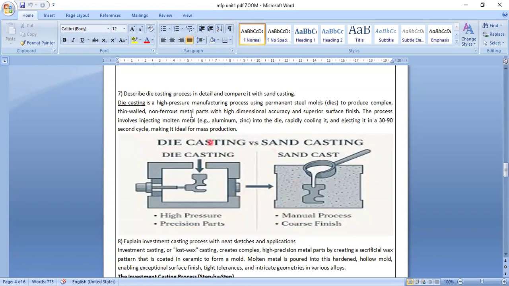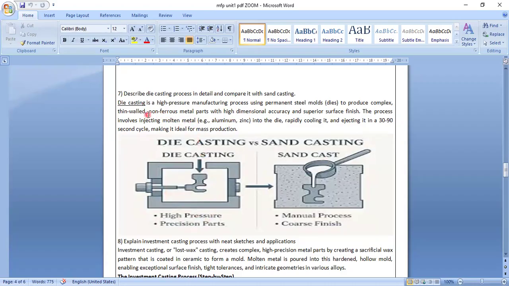The next question I am taking: describe the die casting process in detail and compare it with sand casting. So what is the die casting process? Die casting is also one of the manufacturing processes. Here you can see die casting versus sand casting. Okay, here die casting is there. So you are going to use a die here. This is a die. Inside the die you are injecting this metal here. So from here, high pressure and precision parts are developed.